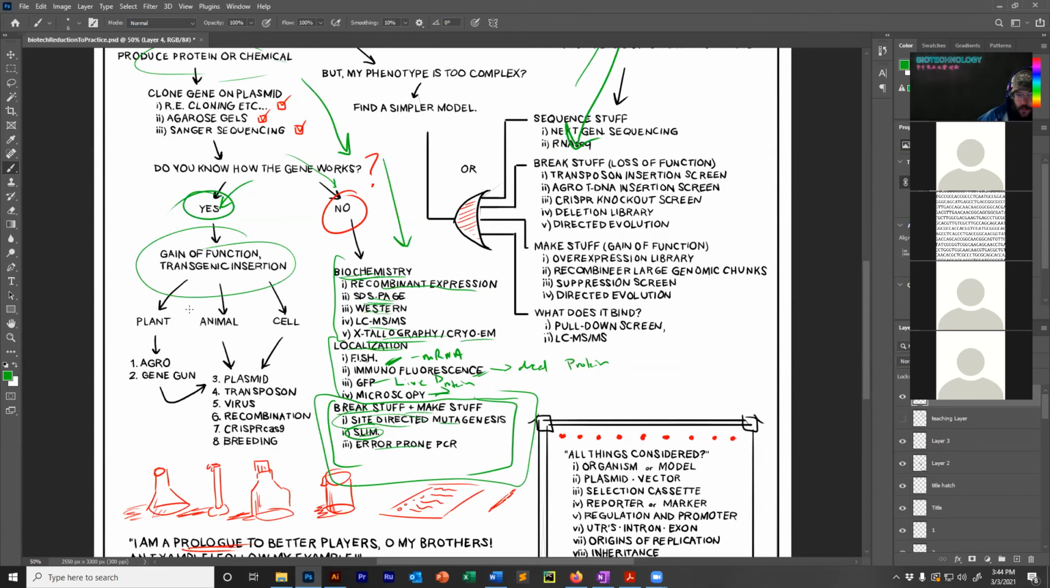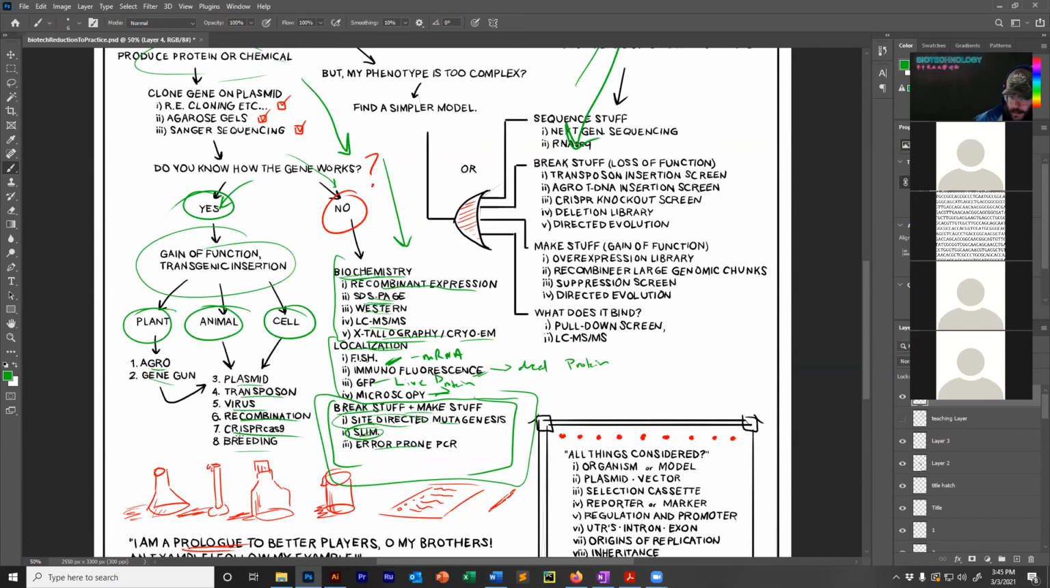And then it's like, which kind of thing are you working with? Are you working with a plant, an animal, or a single cell? Fungi would probably be a single cell at some points in their life stage, although that's certainly not true for the fruiting body and stuff. So I've sort of ignored fungi here. Please forgive me. But if you're working in a plant, you could do Agro to insert it. You could use a gene gun to insert it. Or if you're working in an animal or a cell culture, or bacterial cells, you're probably going to be doing some kind of plasmid, or you can use transposons to insert things. You can use viruses to insert things. You can use recombination to insert things. You can use CRISPR-Cas9 to insert things, or you can just do things the old way and you can breed stuff.